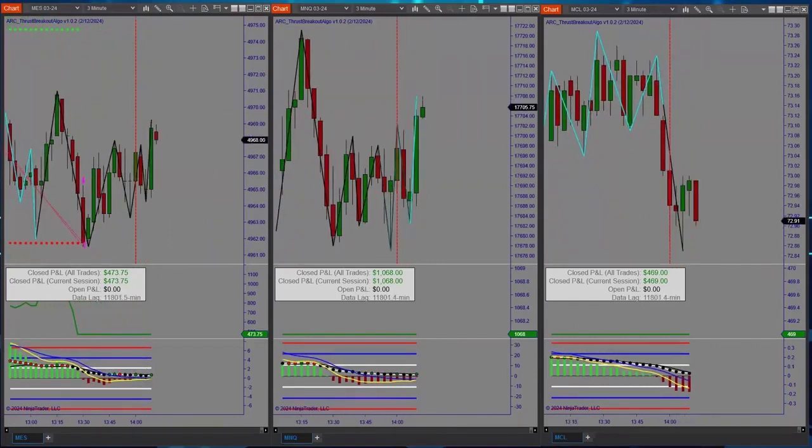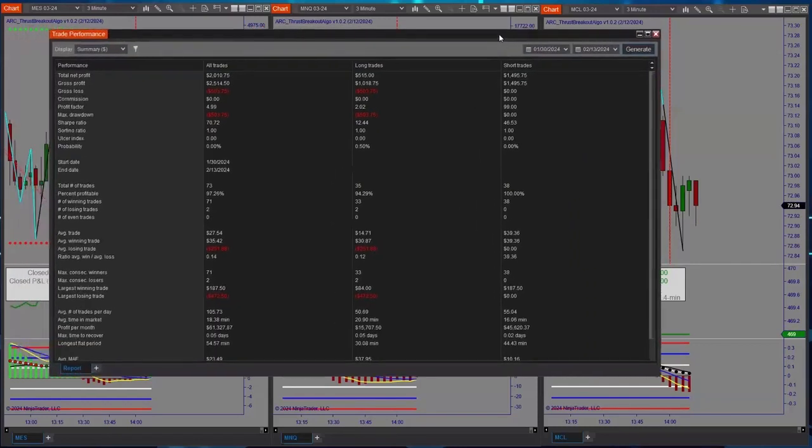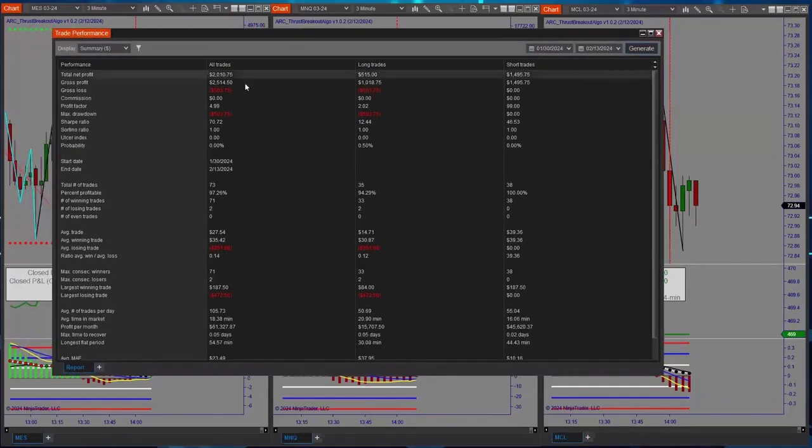Okay, so that is the end of the day. Let's see, how did we do? We'll take a look at the performance here. Okay, so here is our performance. Here's how we ended up. We ended up with about 2,000 net profit, risking about 500 per trade.